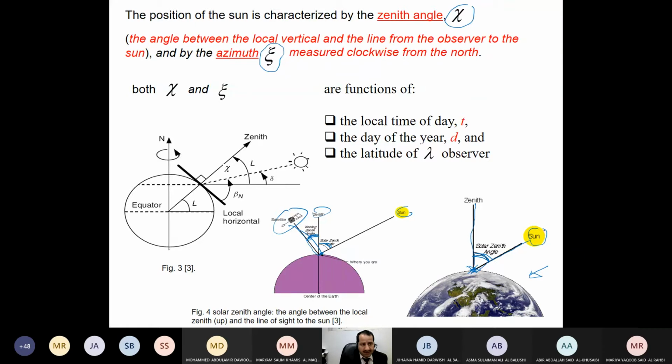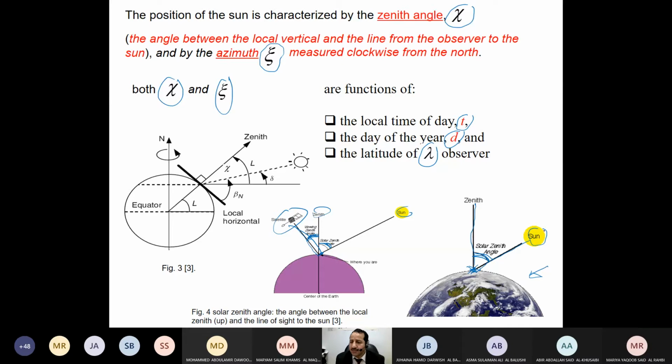But before I go for this, I would like to mention something. These functions, zenith angle and azimuth angle, are functions of the time of the day, the day of the year, and latitude. Time of the day: tell me, is it 9 o'clock, 11 o'clock, 13 o'clock, 17 o'clock? What is the time? We need to know this.